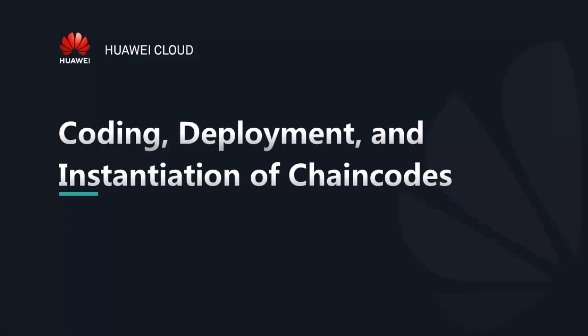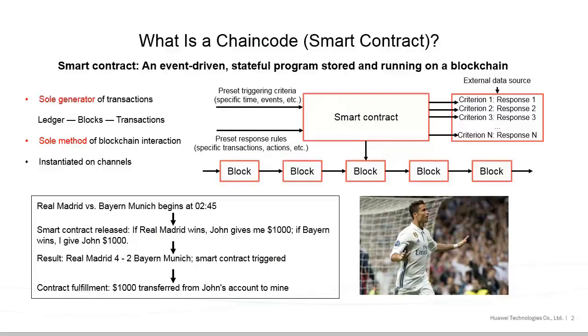First, what is a chain code? Also called a smart contract. A chain code is an event-driven, stateful program stored and running on a blockchain. A smart contract is triggered and executed when preset criteria and rules are met. The ultimate goal of smart contract execution is to generate ledger data in blocks. In other words, all operations on ledgers are performed by smart contracts.